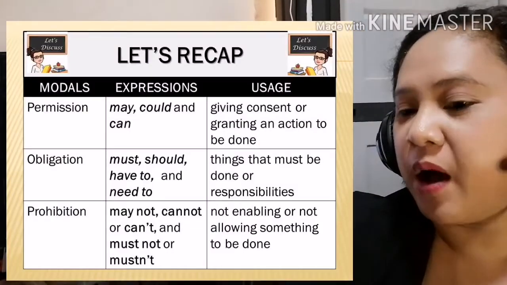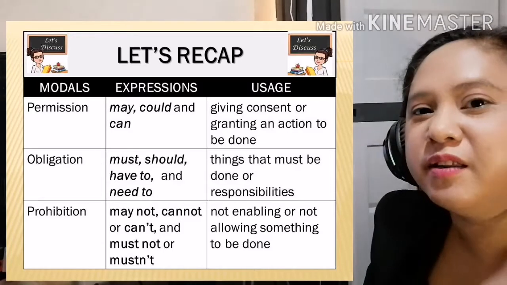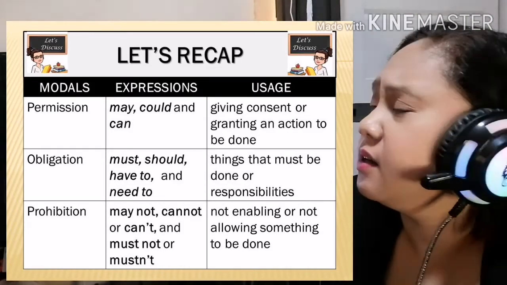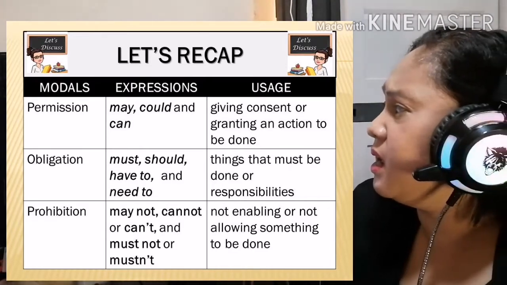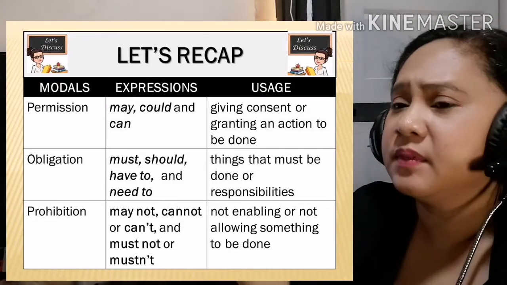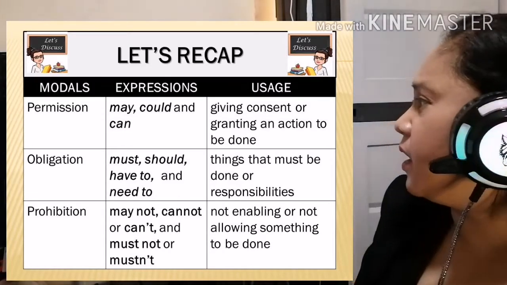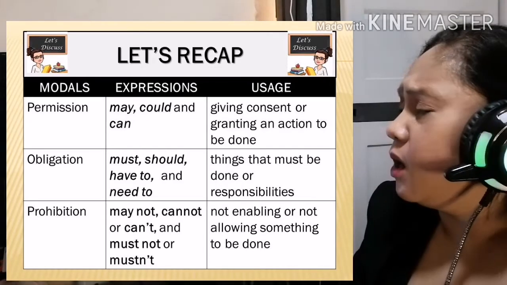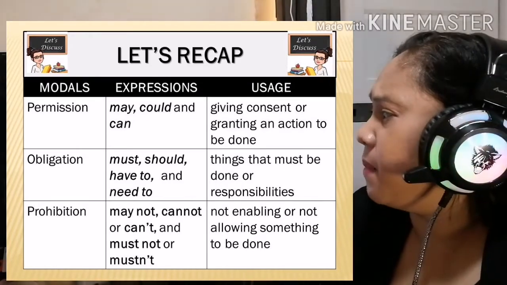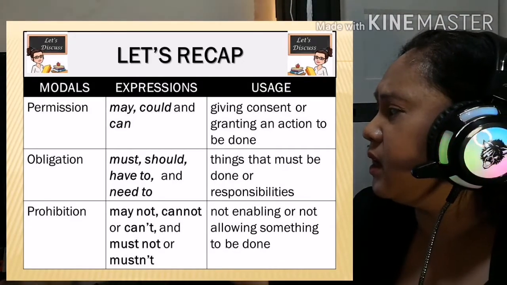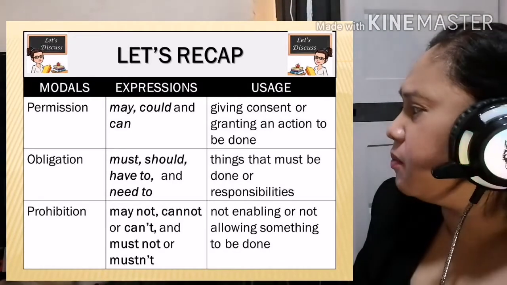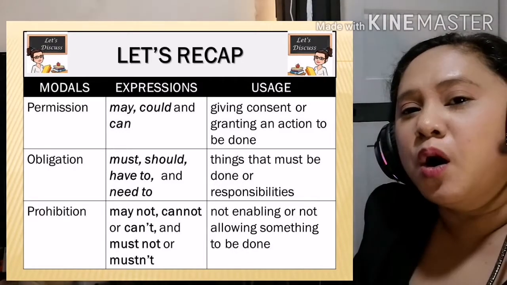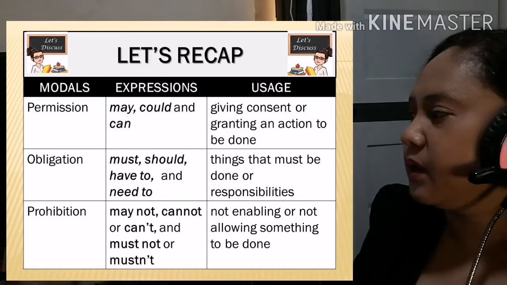Now let's have a recap of our lessons on the POP modals. For modals of permission, the expressions that we use are may, could, and can. We use them when we are giving consent or granting an action to be done. Modals of obligation are must, should, have to, and need to. Modals of obligation tell us things that must be done or our responsibilities.